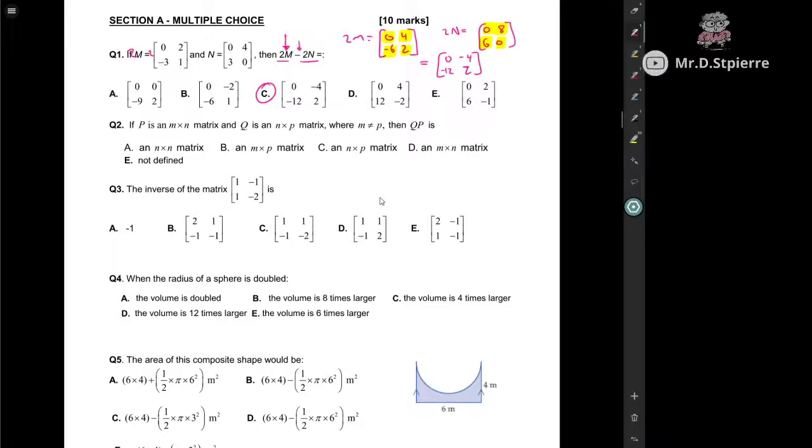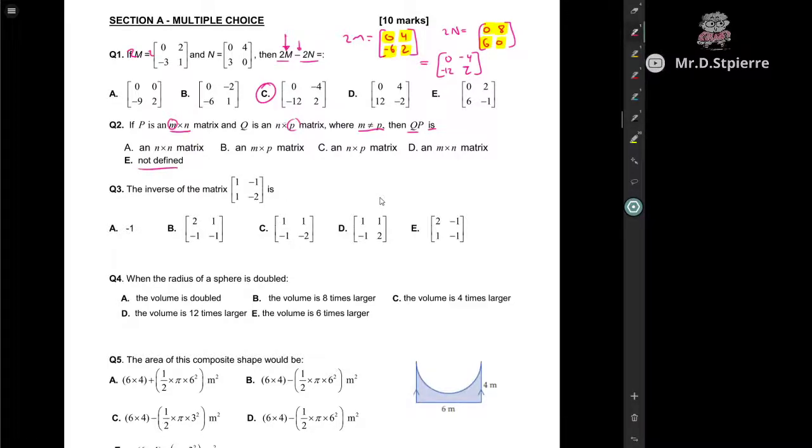Question 2, if P is an M by N matrix, so it's telling us some size, number of rows is M, number of columns is N, and then Q is another matrix that is an N by P matrix, where M does not equal P, so this is a key thing that this M and this P are not the same size, then QP is... And we have a bunch of options. Is it an N by N matrix? Is it an M by P matrix? Is it N by P, M by N, or not defined? So let's have a look at this.